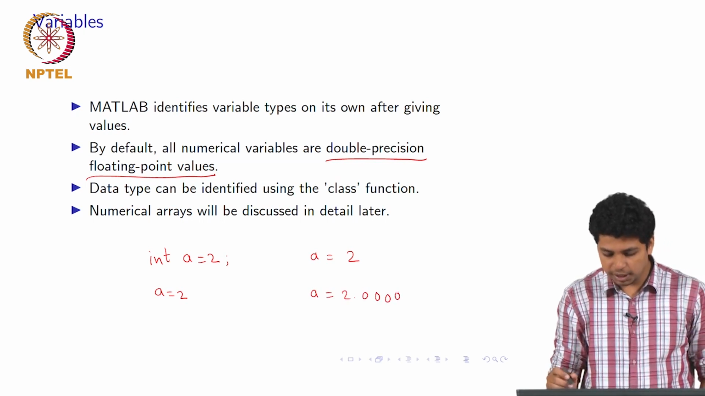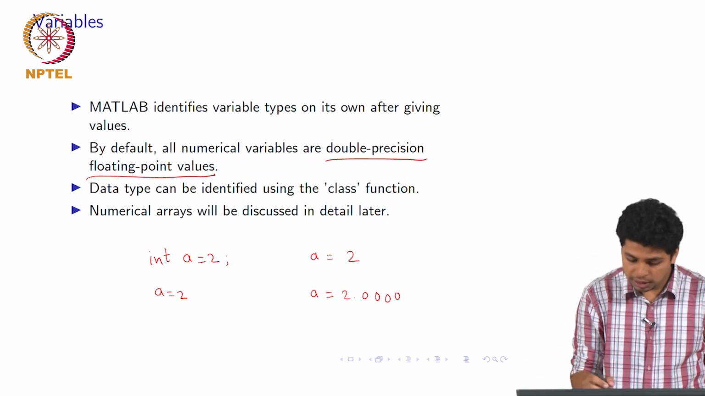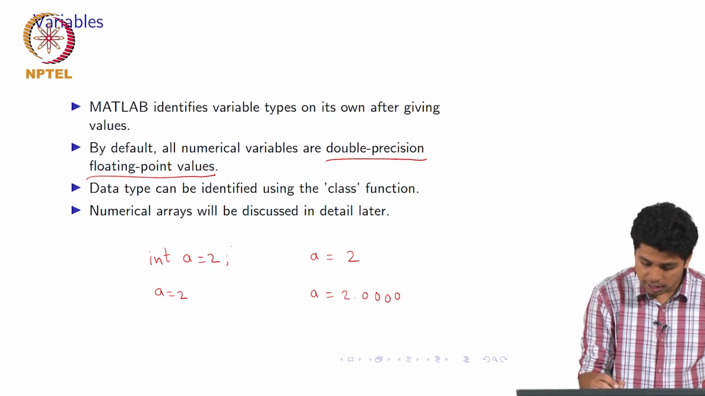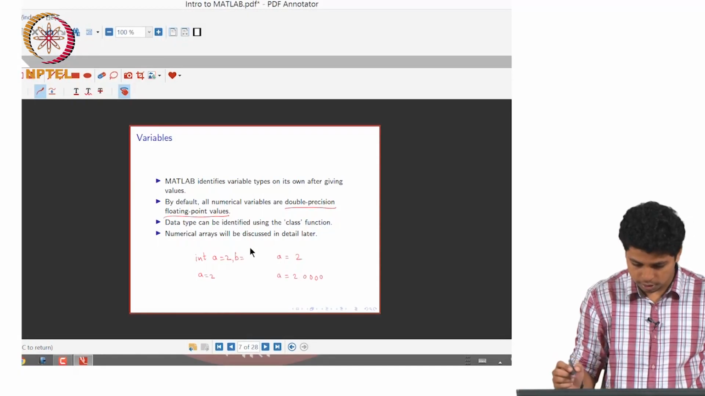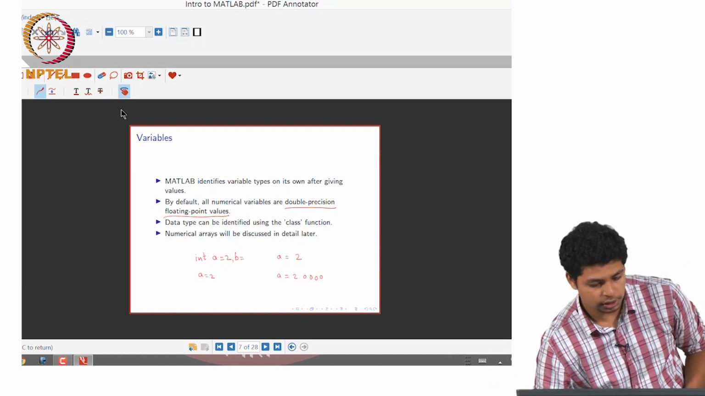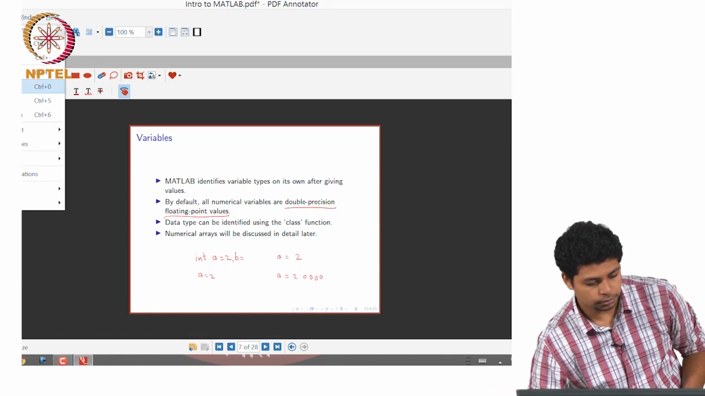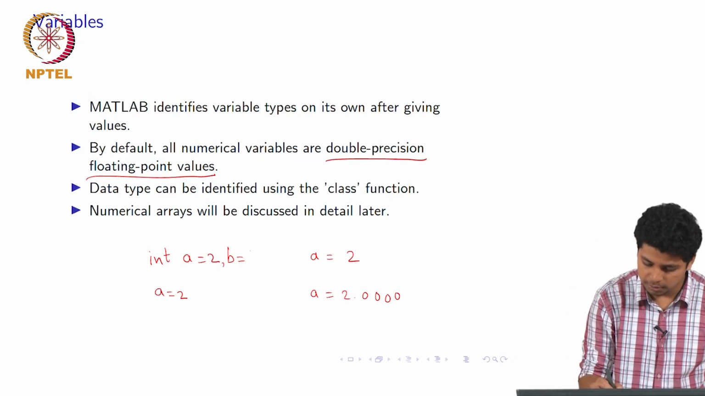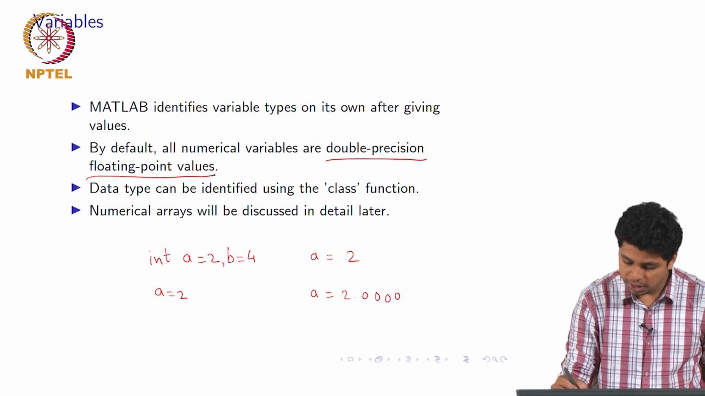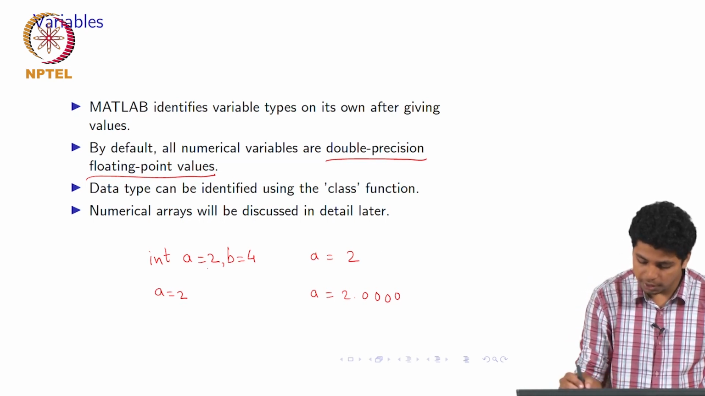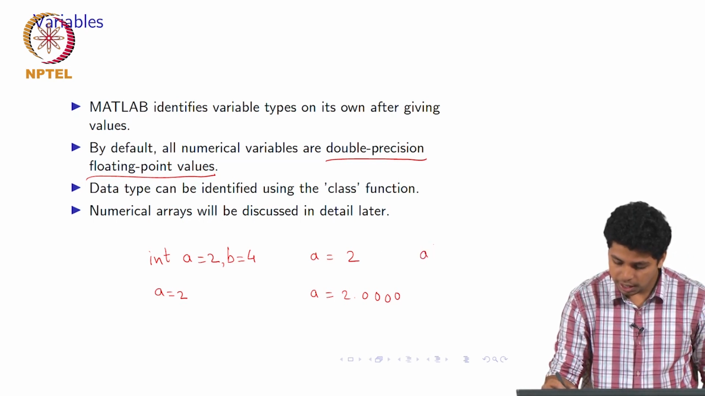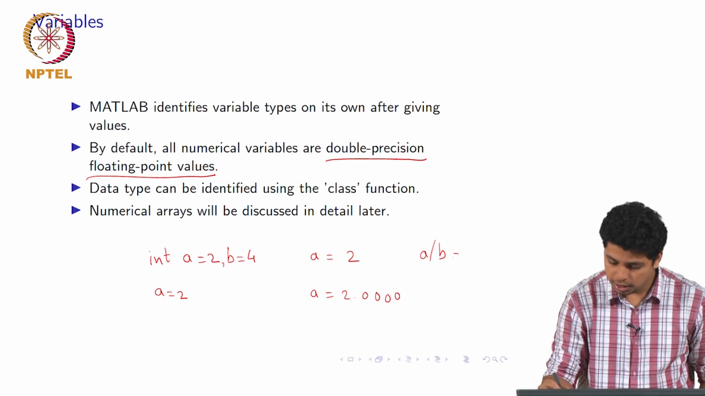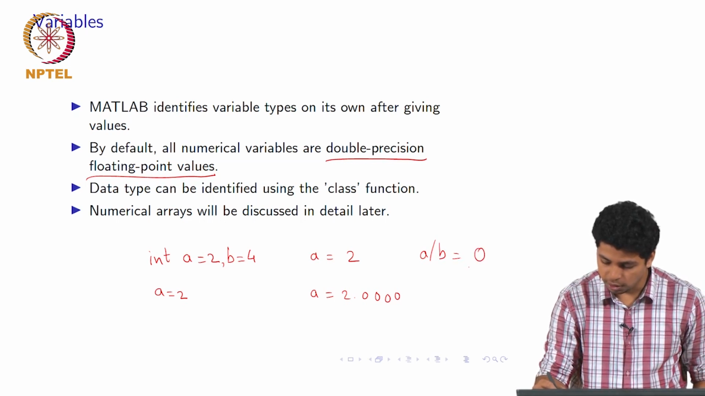Now where this makes a difference is, if you consider another variable, say B equal to 4 in C++. So B will store the value of 4, and then if you perform a division operation, say A by B, then C++ will give you an answer of 0.